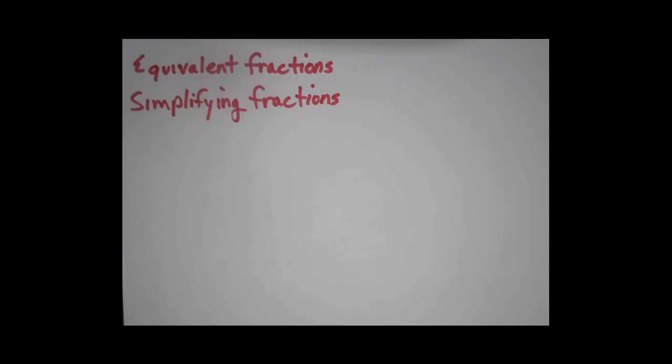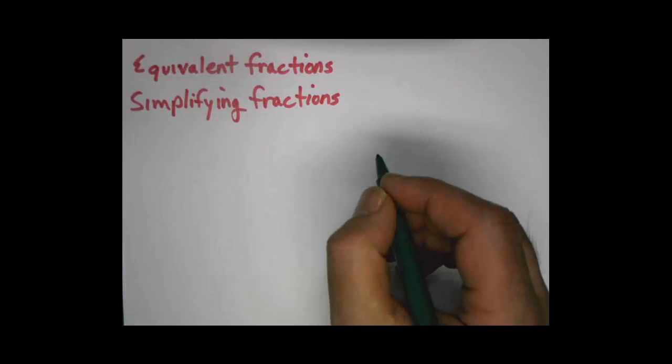Our vocabulary for section 3.2 is equivalent fractions and simplifying fractions. Equivalent fractions are simply bigger or smaller than the initial fraction. And simplifying fractions means that we are going to reduce it all the way down to the smallest unit that we possibly can. So let's take an example of that.